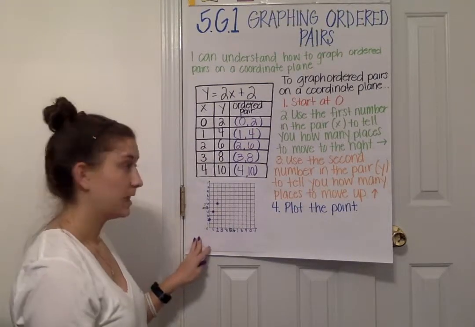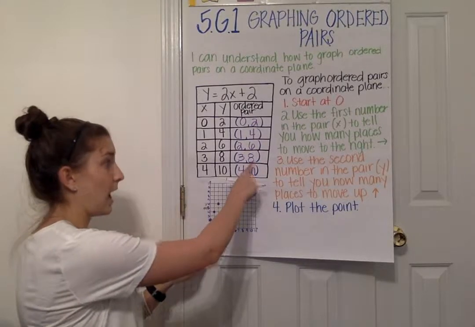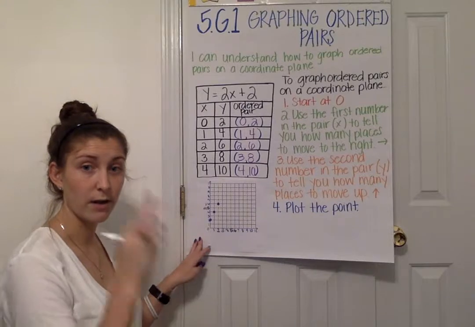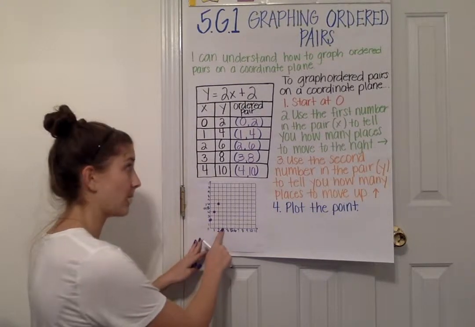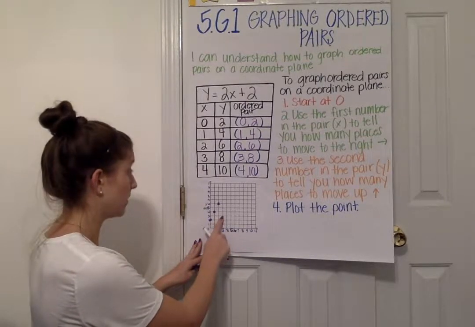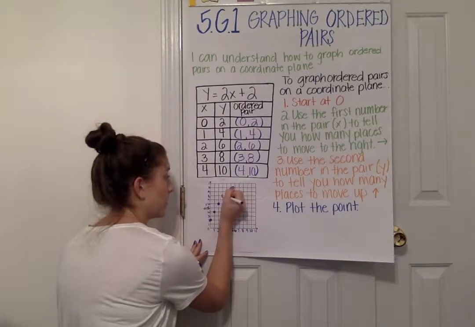Okay? Now, your next one is 3, 8. I'm going to move to the right. How many times? I'm going to move to the right 3 times. So 1, 2, 3. I'm going to move up 8 times. 1, 2, 3, 4, 5, 6, 7, 8. And then I'm going to plot my point right there.